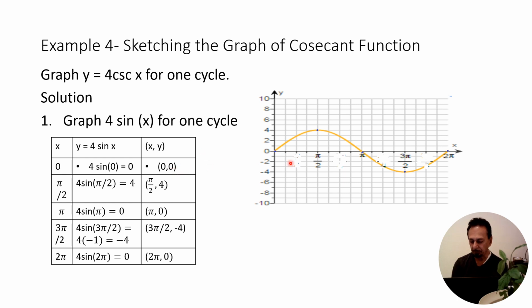So I plotted 0, 0 here, and this is pi over 2, 4, this is pi, 0, and this is 3 pi over 2, and this is 2 pi, 0. So I then joined these points into a curve. So that's the graph of 4 sine x.